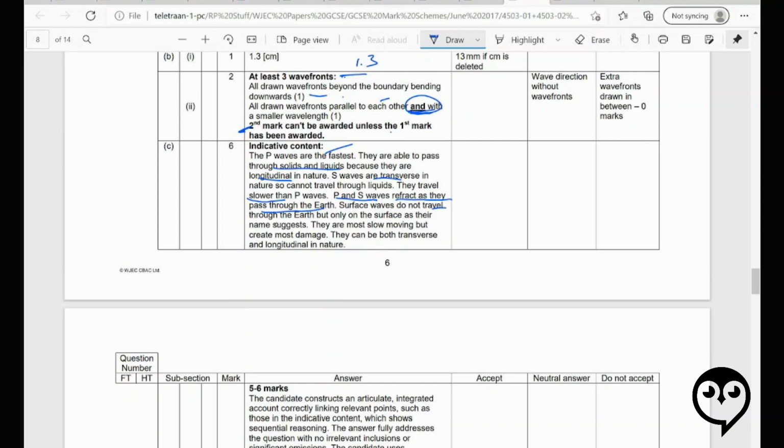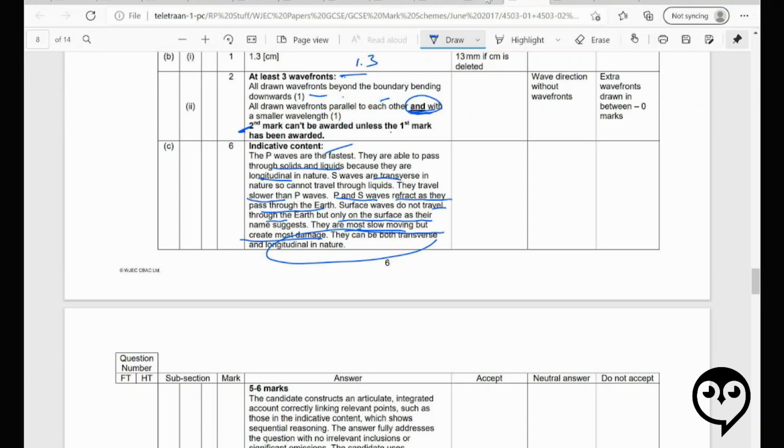Surface waves do not travel through the Earth, but are only on the surface, as the name suggests. They are the slowest of them, but they create the most damage. Maybe you remember that. And they can be both transverse and longitudinal. And I think that's it. That's all you really need to say.